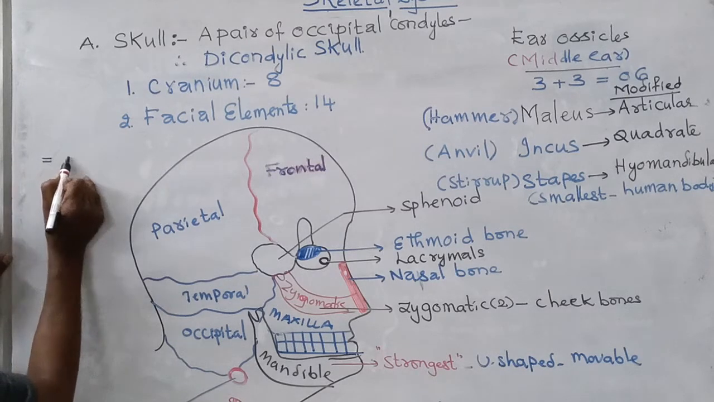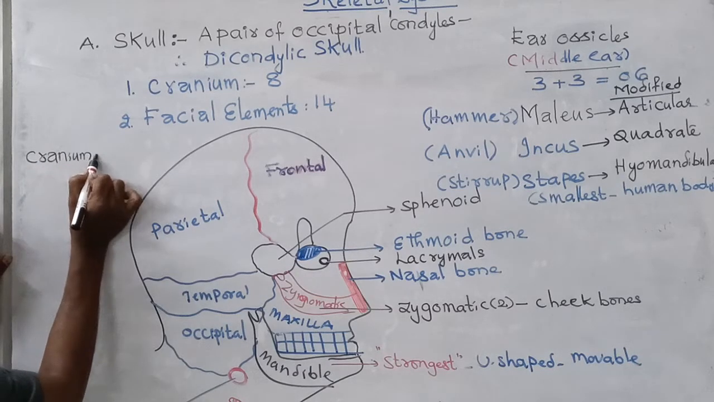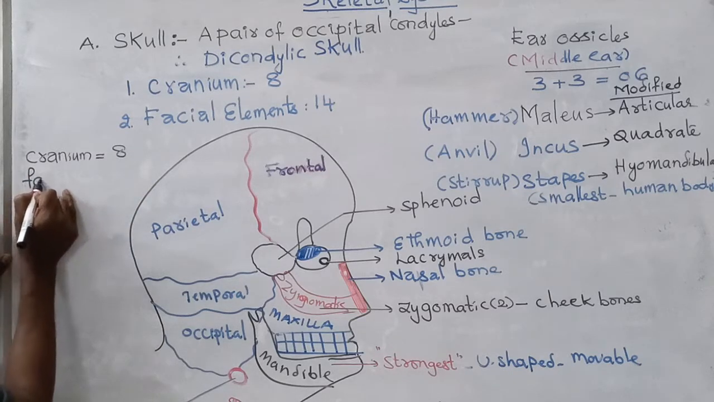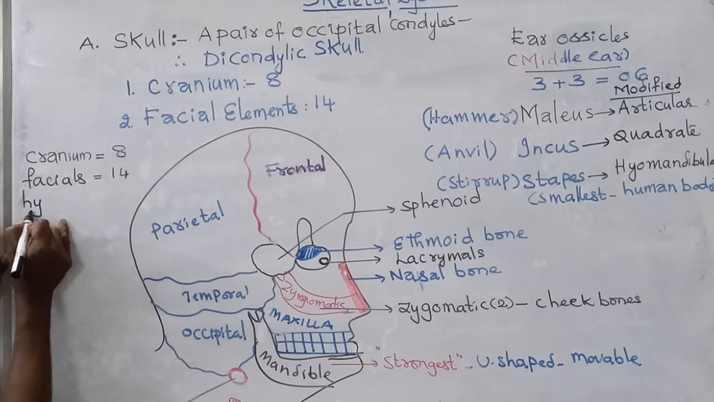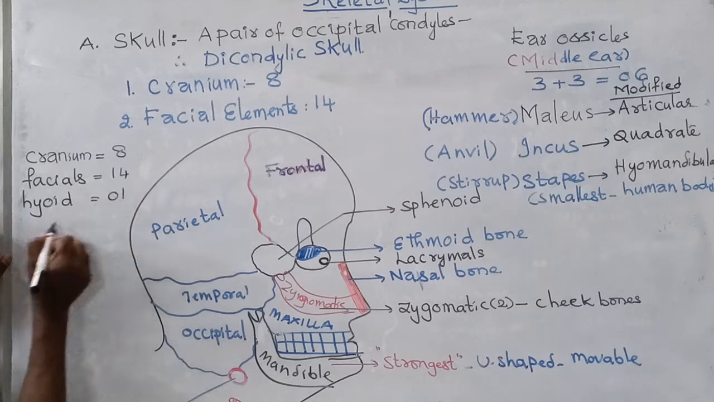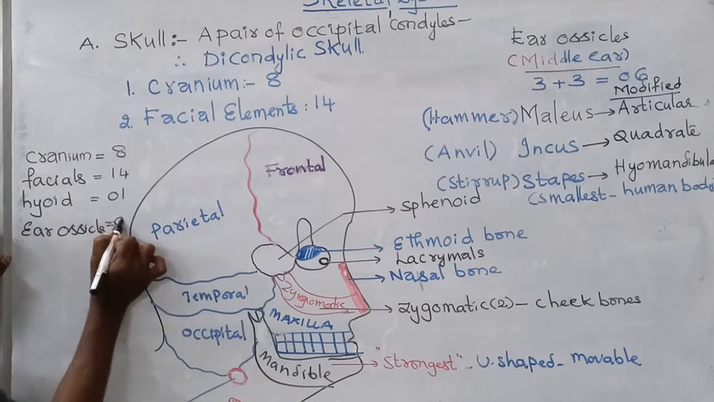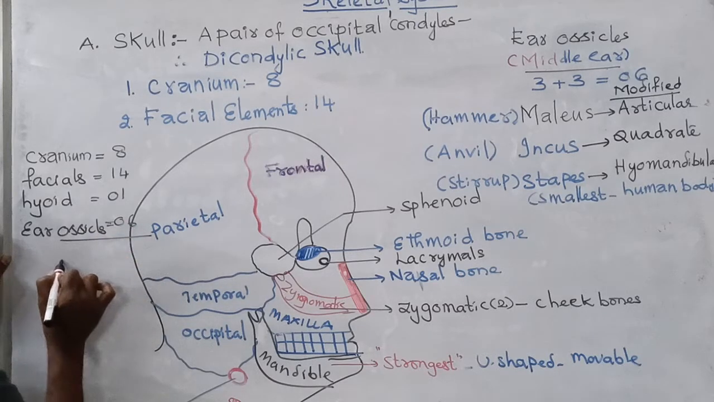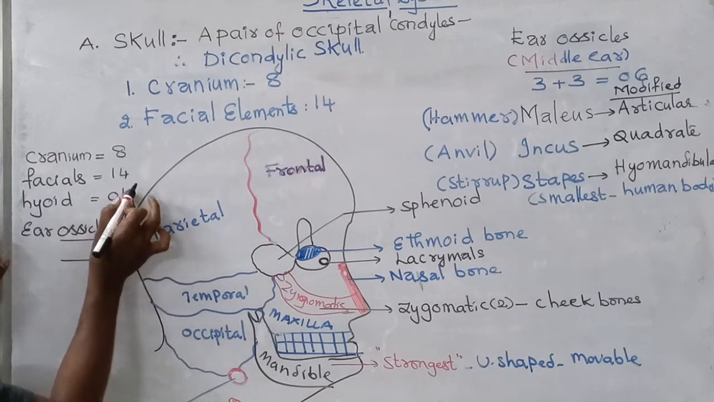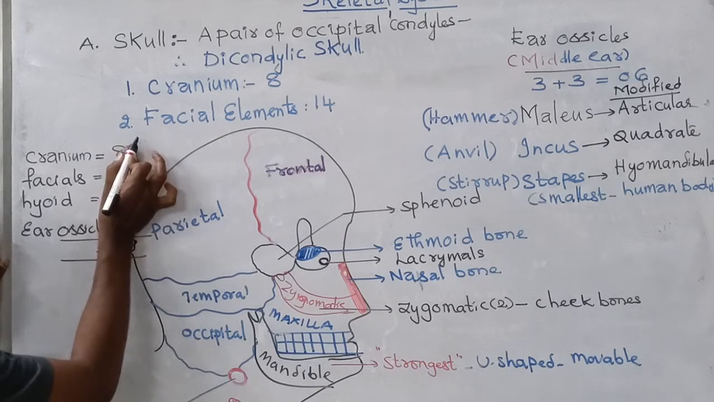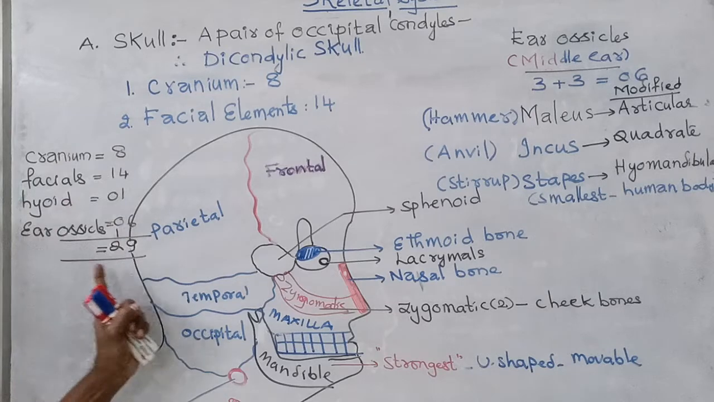If you see, I can calculate the number of skull bones. Cranial elements are 8. The cranium contains 8. The number of facials is 14. Hyoid bone is 1. And the ear ossicles are 3 plus 3 equals 6. The number of bones in the skull of man is 29. 6 plus 1 is 7, plus 14 is 21, plus 8 is 29. The number of bones in the skull of man is 29.